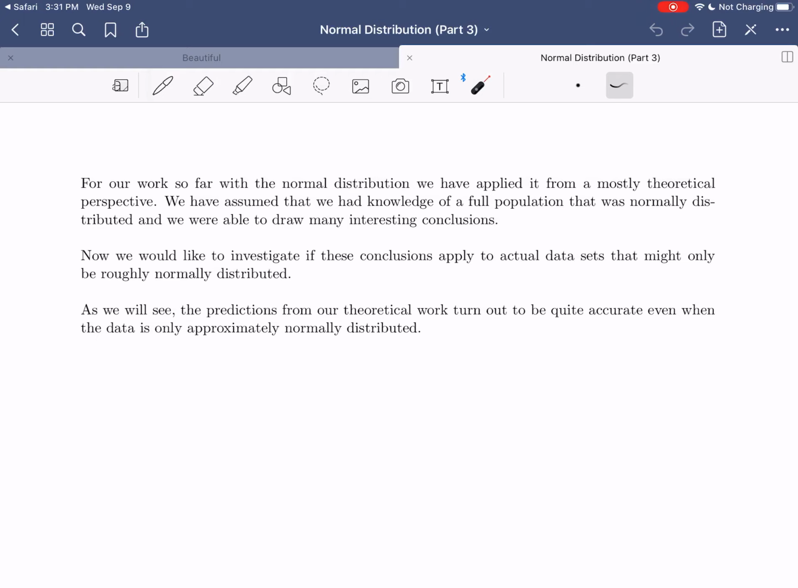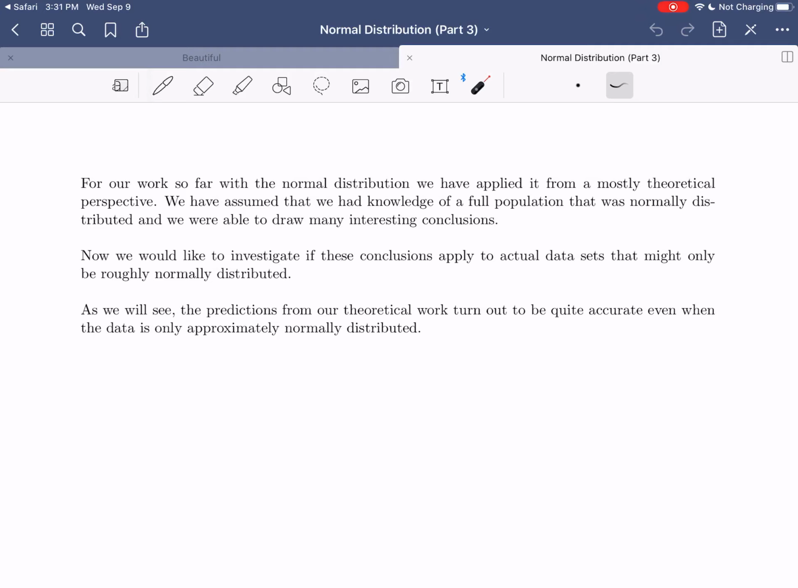What we'd like to investigate now, though, is if these conclusions apply to actual data sets, maybe only samples, and maybe these samples aren't going to be this perfectly smooth bell curve, but they're only going to be roughly normally distributed. As we will see in the next couple of examples, the predictions from our theoretical work, and we're going to focus basically on the empirical rule, will turn out to be quite accurate even when the data is only approximately normally distributed.